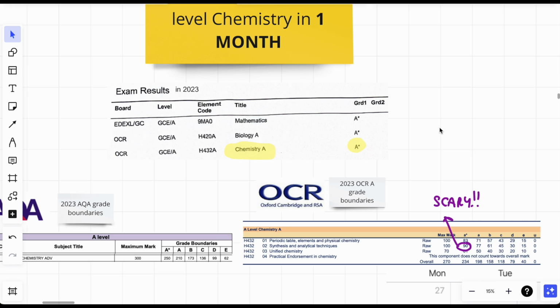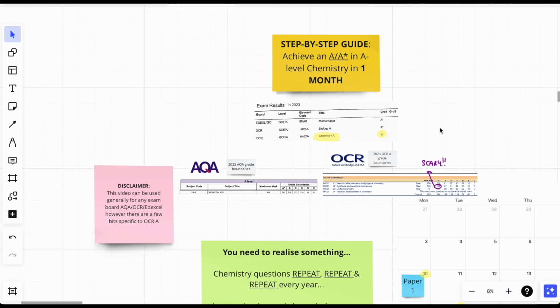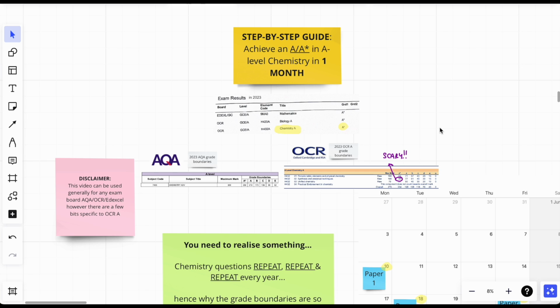So let's begin. First, a little disclaimer. This video can be used by anyone doing A-level chemistry with whatever exam board. However, I did OCR A. But that's fine. There are just little bits that are specific to OCR A, but the rest can be applied to anyone if you're doing AQA, Edexcel, whatever.